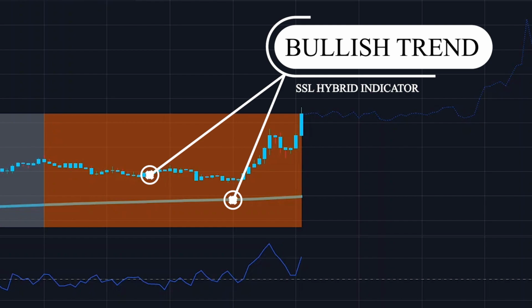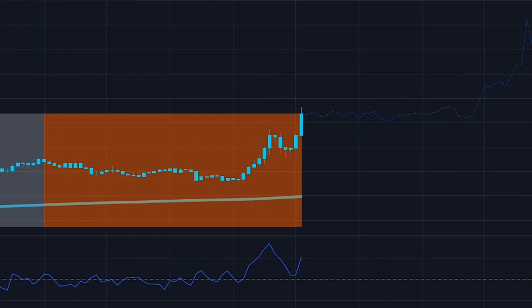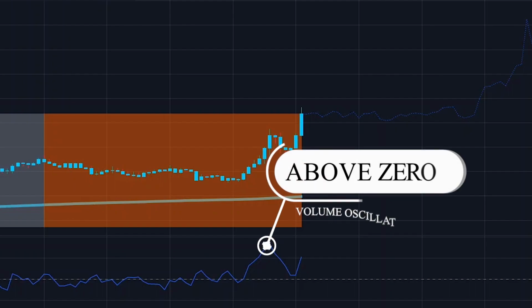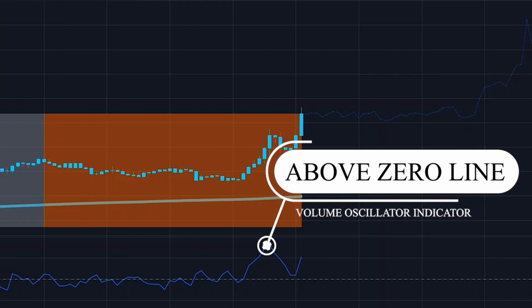We can check this condition by looking at our trend line, which will be blue colored if the market is in an uptrend, or red colored if the market is in a downtrend. We can also check our candles, which will also be blue colored if the market's direction is bullish, or red colored if we're in a bearish market. And lastly, the blue line in the volume oscillator indicator must be above the 0 level line, indicating that there is a sufficient volume in the market.